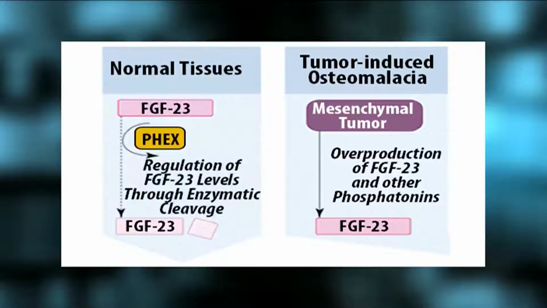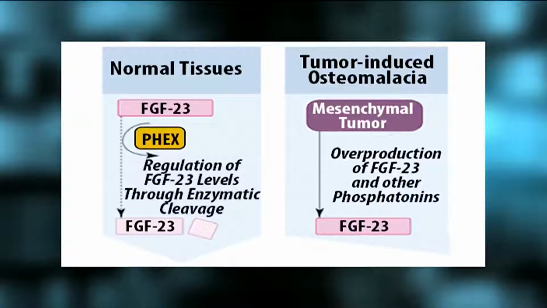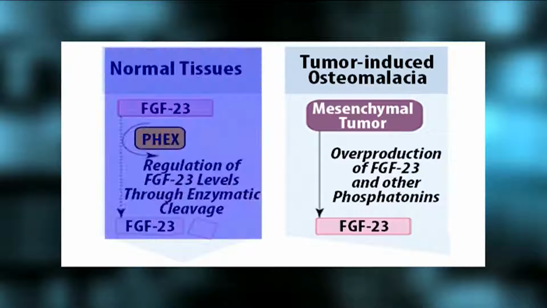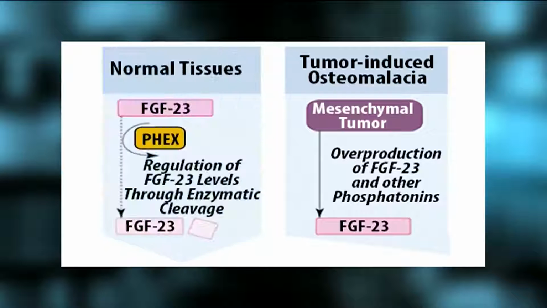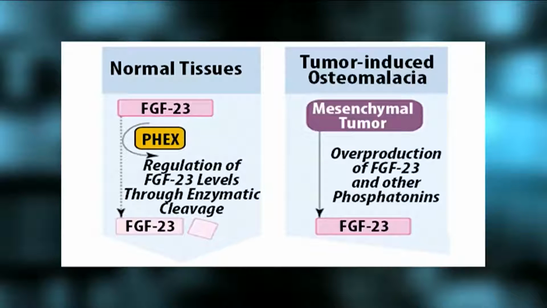PHEX encodes an endopeptidase expressed predominantly in bone and teeth that regulates fibroblast growth factor 23, designated as FGF23, synthesis through unknown mechanisms. PHEX mutations lead to increased circulating levels of FGF23, a phosphate regulating hormone phosphatonin that leads to reduced renal phosphate absorption and consequently abnormal bone mineralization.